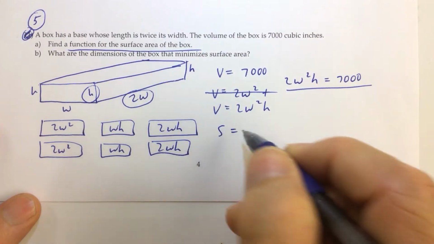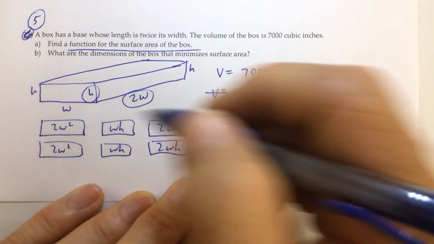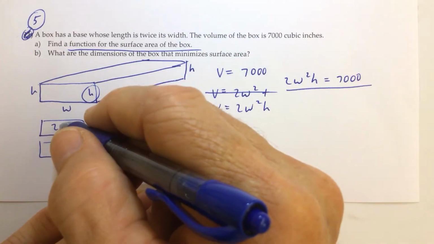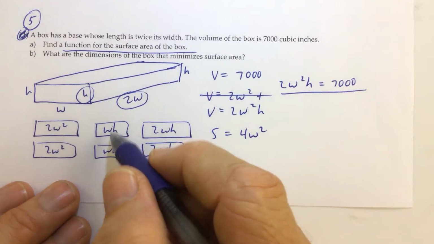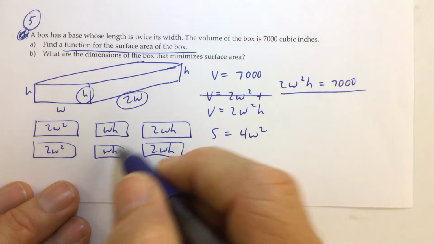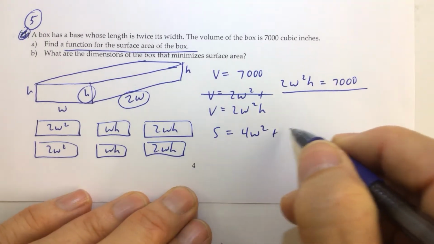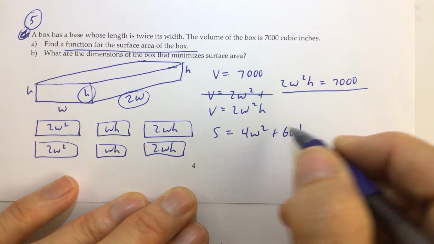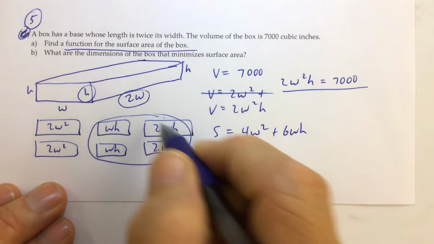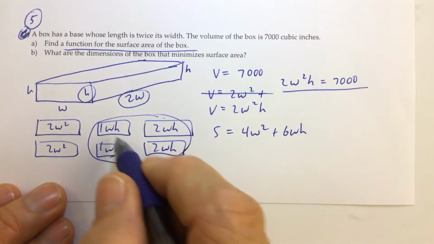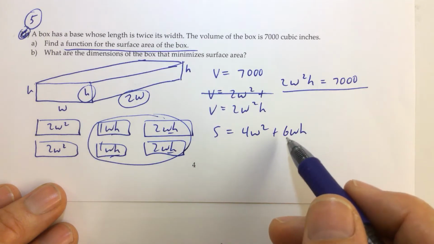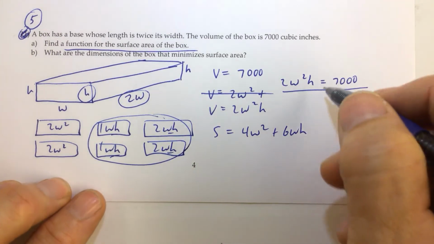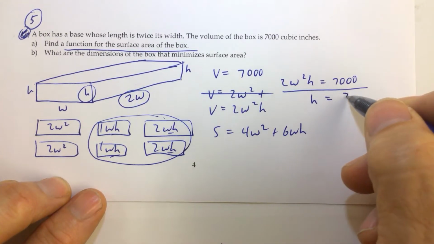So the surface area in terms of all this stuff would be 4w squared. And then we have 1, 2, 3, 4, 5, 6 wh's. I just took these 4, so these are all like terms, if you think about it like that. 2 plus 2 plus 1 plus 1, that's 6. So we have 6wh. But again, we use our constraints over here.